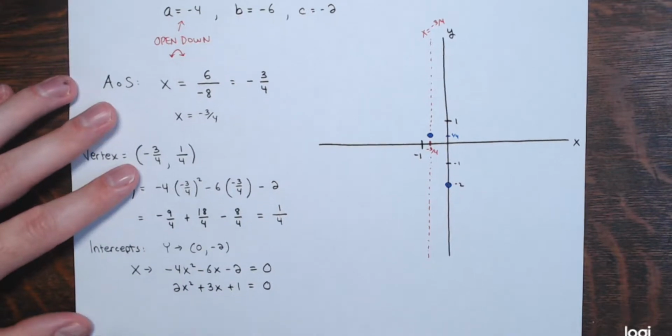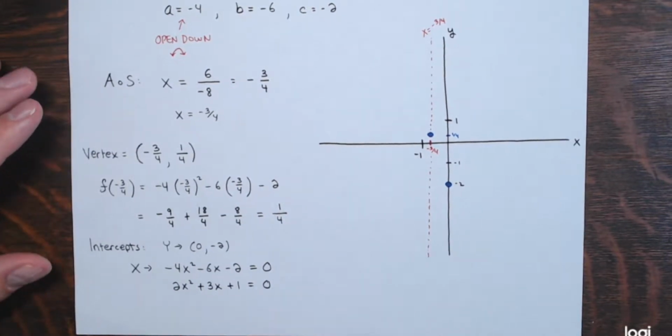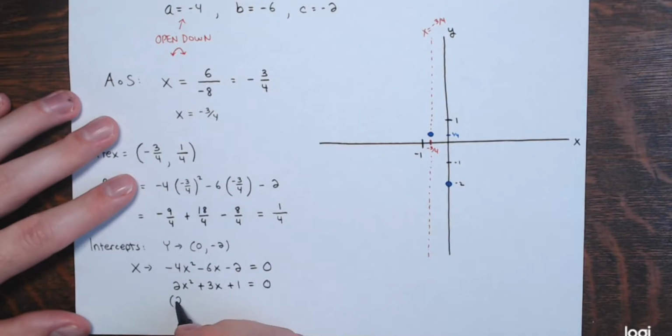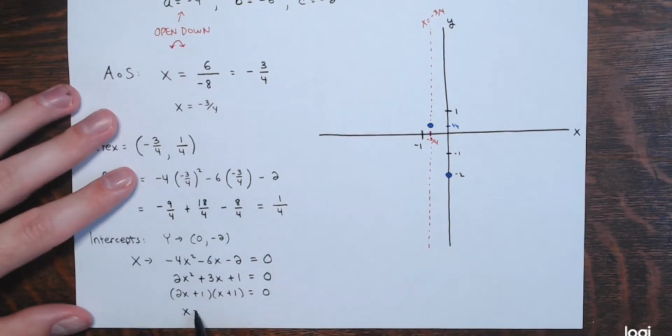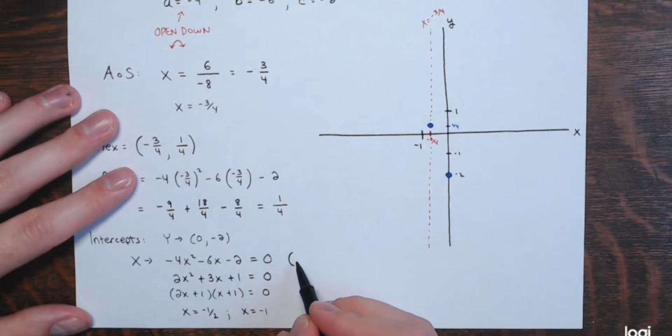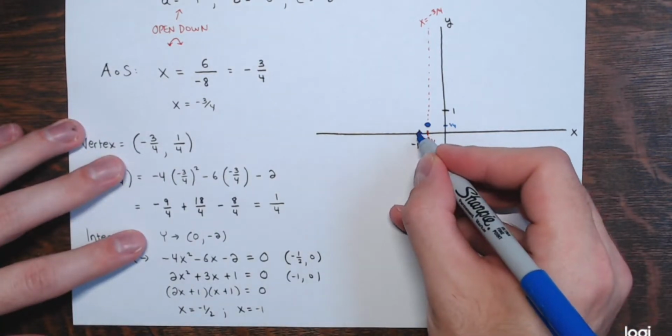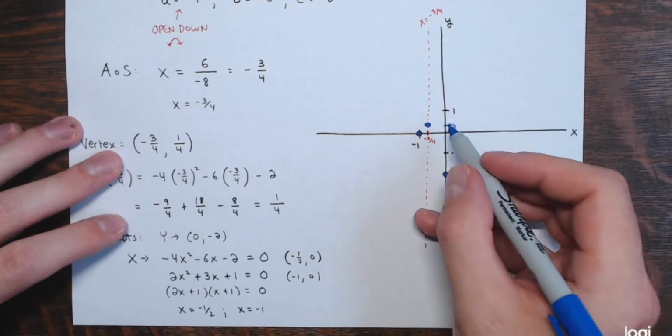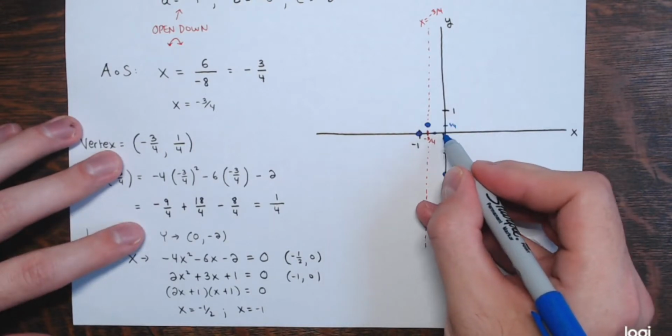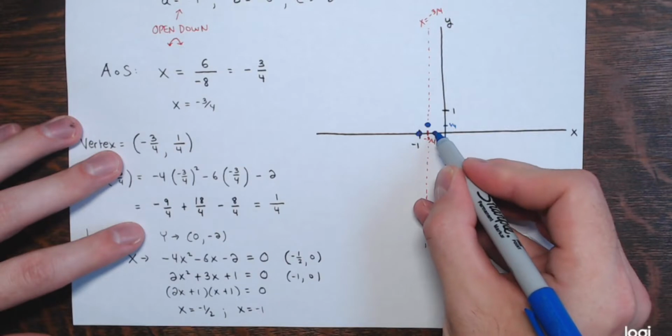And here we have a polynomial that's nice and factorable. This actually factors to 2x plus 1 times x plus 1. And so my solutions are x equals negative 1/2 and x equals negative 1. So the x-intercepts are negative 1/2, 0, and negative 1, 0. So negative 1, 0, there's negative 1 on the x-axis, and then negative 1/2 would be halfway between 0 and negative 1, so about here. Real tiny.